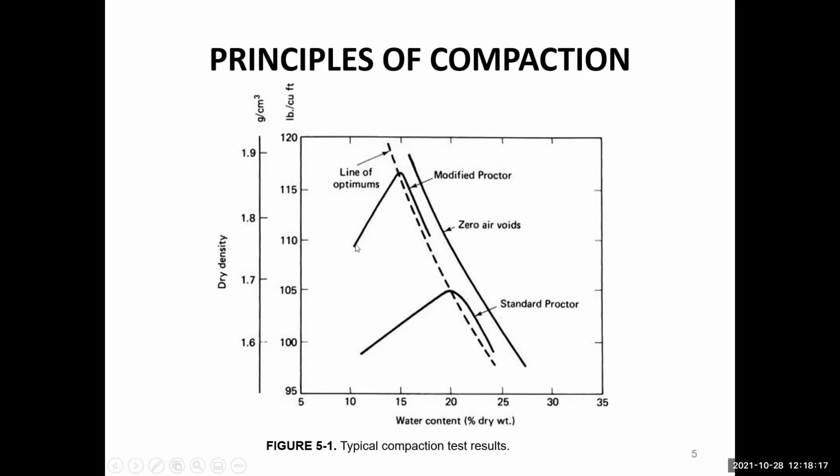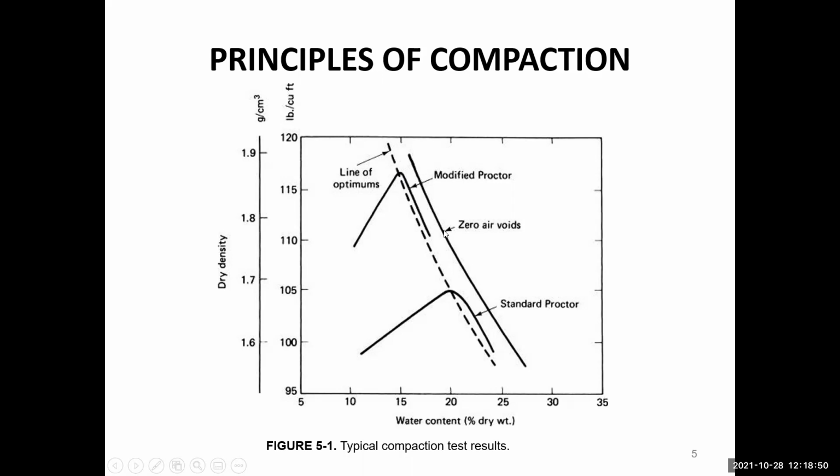Similarly, we obtain a similar shape curve for the modified Proctor test. But the difference between the standard and the modified test results is that we get higher density in the modified Proctor test than in the standard Proctor test. So in both of these curves, we get a highest density at a certain level of the water content. That certain level of the water content is called the optimum moisture content.